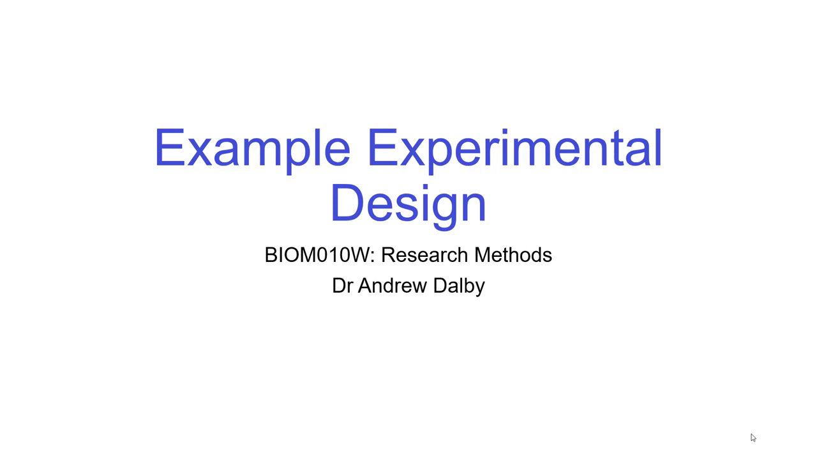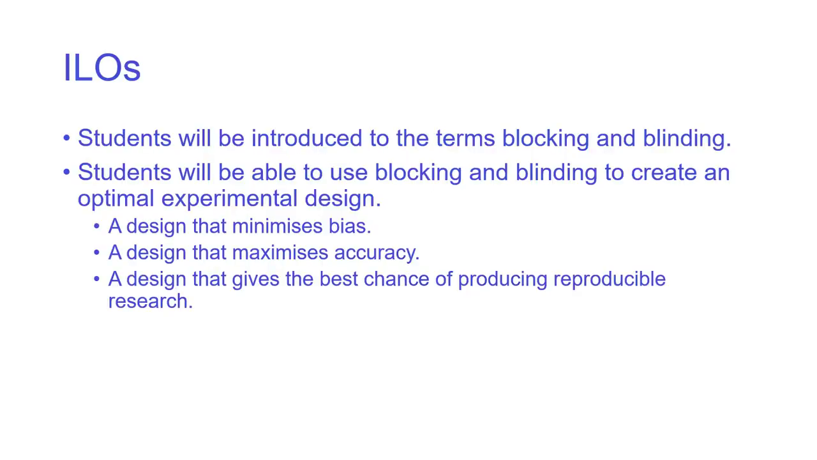I'm going to run through now an example of an experimental design. So this is a moderately complicated experimental design. It involves blocking and blinding. So blocking and blinding can improve your experimental design by minimizing the amount of bias you have, and particularly dealing with confounding variables, and improving the accuracy of your results.